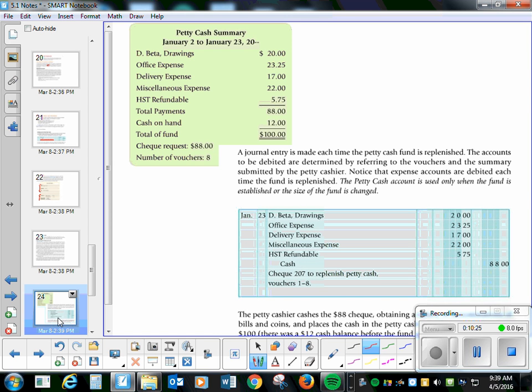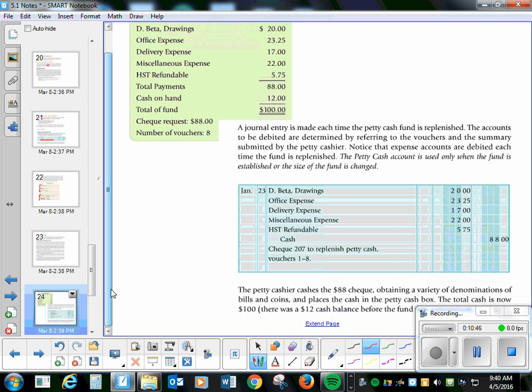Shows here the journal entry made each time the petty cash fund is replenished. The accounts to be debited are determined by referring to the vouchers and the summary submitted by the petty cashier. Notice that expense accounts are debited each time the fund is replenished. The petty cash account is used only when the fund is established or the size of the fund has been changed. Okay, so the petty cashier cashes the $88 check, obtaining the variety of denominations and bills to pay for this stuff up here.